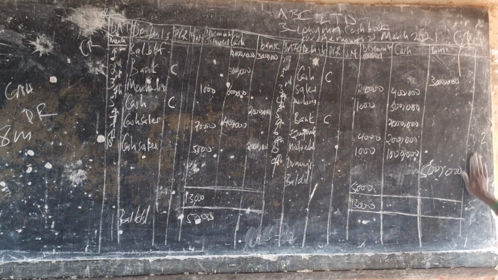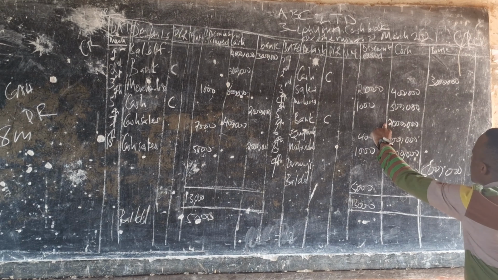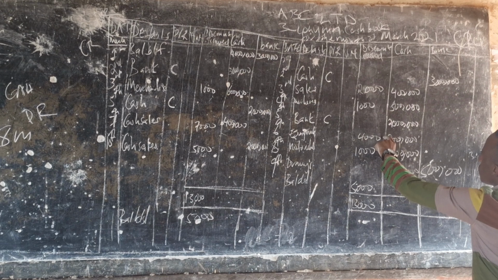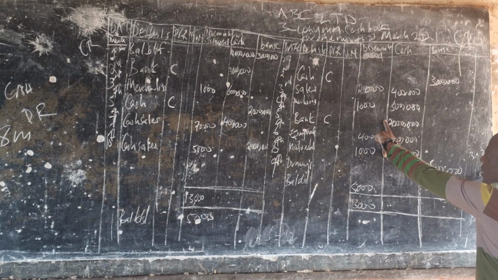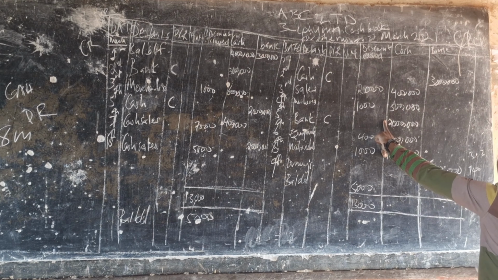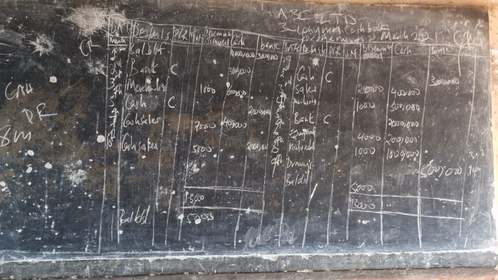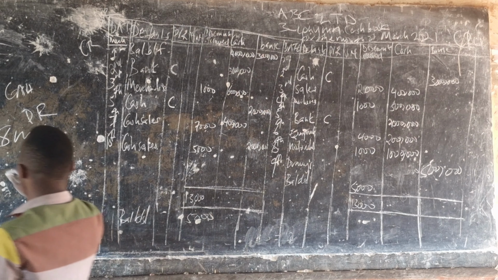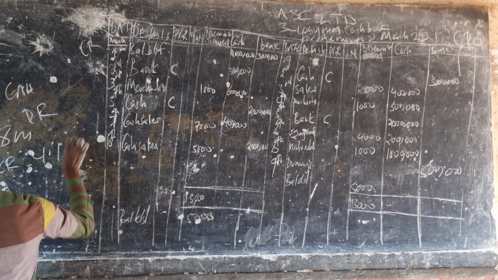This is 3.2 in this case. 3.2 plus 900,000. 3.2 plus 900, that is a total of, let me see, that is 4.1. On the credit side, in the cash column, you have 4.1 million.